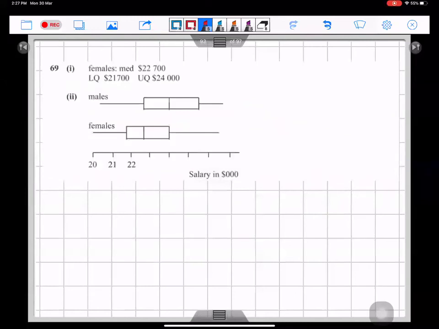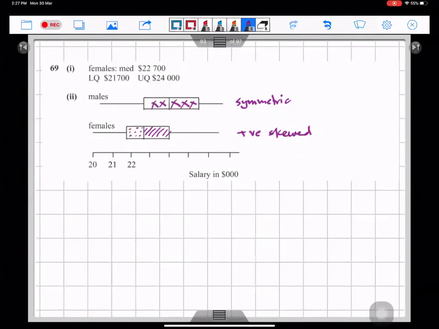Now, if somebody were to ask you to write down 2 or 3 conclusions, what would I say? Now, this one is pretty symmetric, and this one is positively skewed. That is the first thing that I notice. This area is definitely greater than this area. And this area and the left area are almost equal. This is almost symmetric. I can write the word almost.